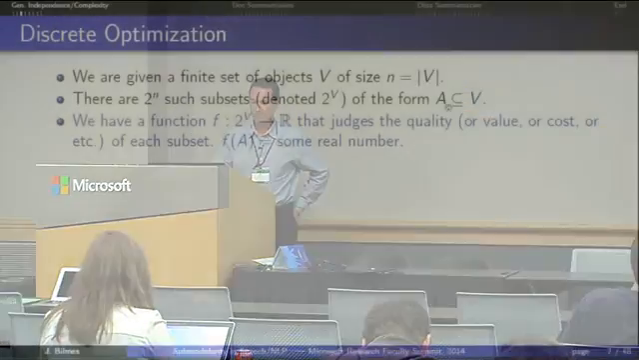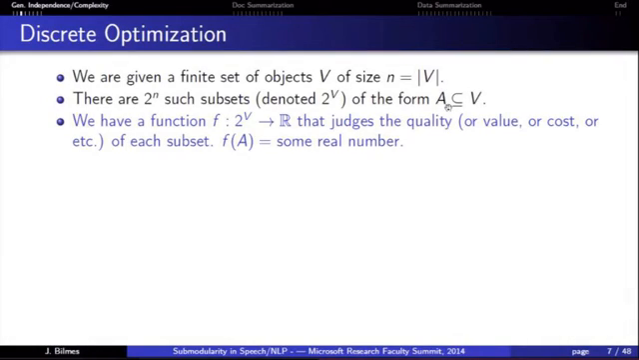Not only are they potentially a good model for a variety of domains, but also because they're amenable to fast optimization in many cases, or fast approximate optimization with guarantees. So here we're given a finite set of objects V. And 2 to the n are all possible subsets of that finite set. And so A is a particular subset. And we have some function which judges the quality or value or cost of each possible subset. So f of A is some real number.